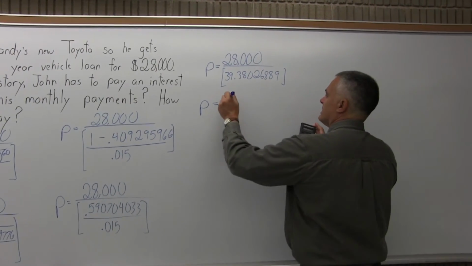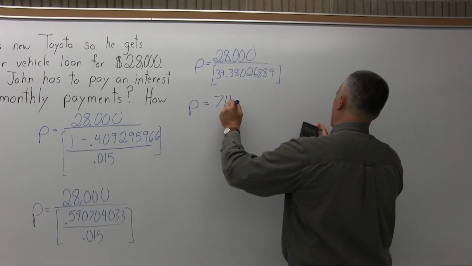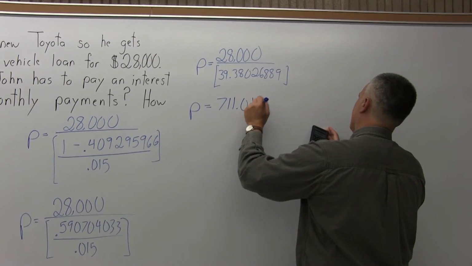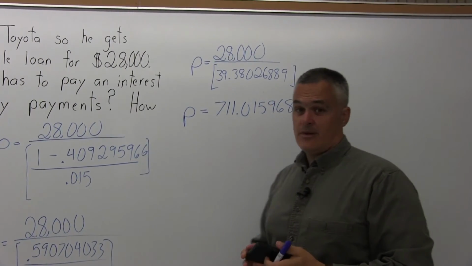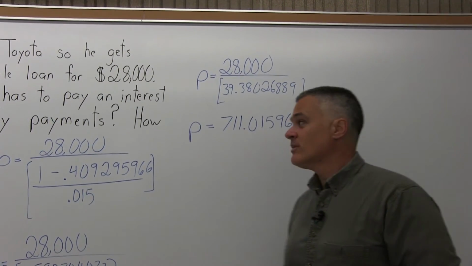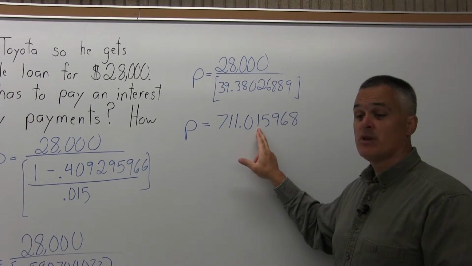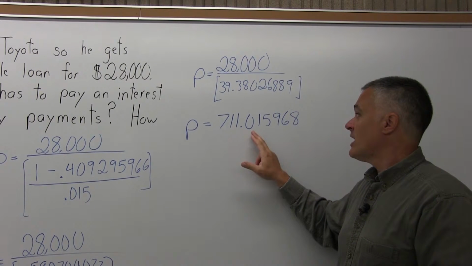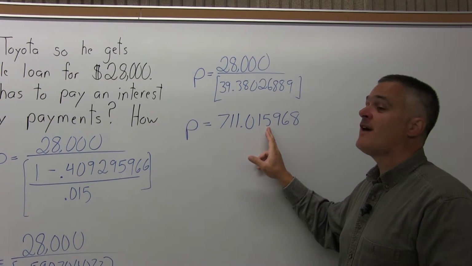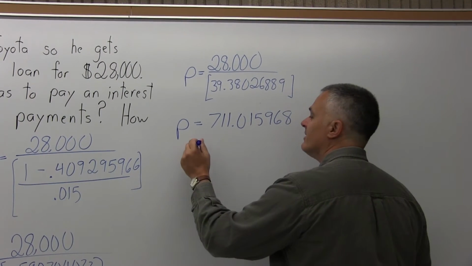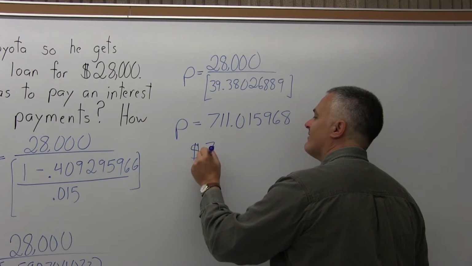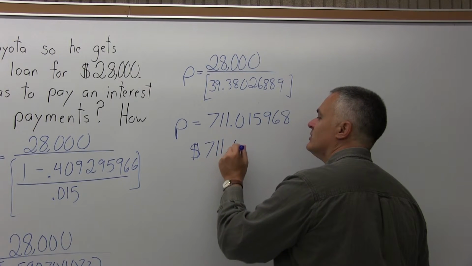And the calculator says 711.015968. Now at this point, I'm at the end, so now I can round it off and get rid of a lot of those decimals. I only want 2 places after the decimal point. So I have 711.015 something. So the 5 is big enough to make it a 0.02. So the monthly payment will be $711.02.